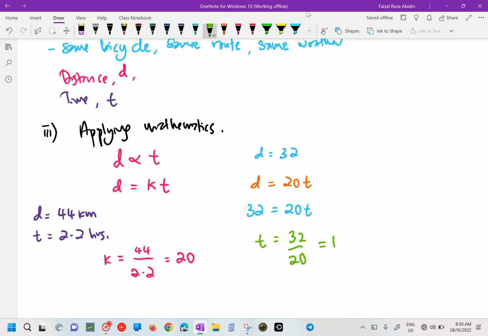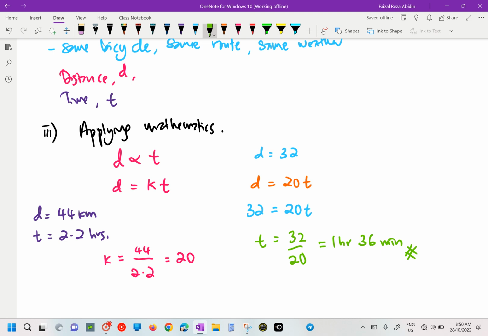Berapa dapat? 1.6 hours. So we are going to have 0.6 times by 60. So 1 hour and 36 minute. Faham tak ni? Variation. We are going to use applying mathematics over here.